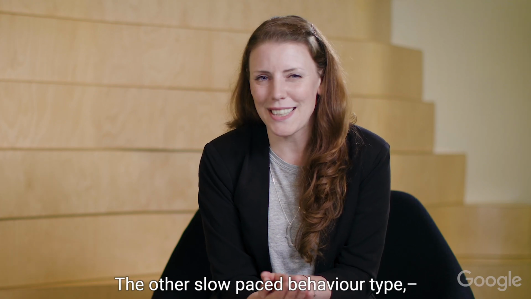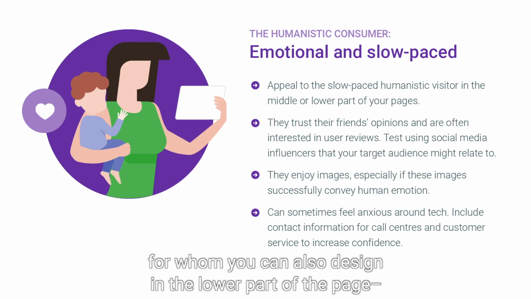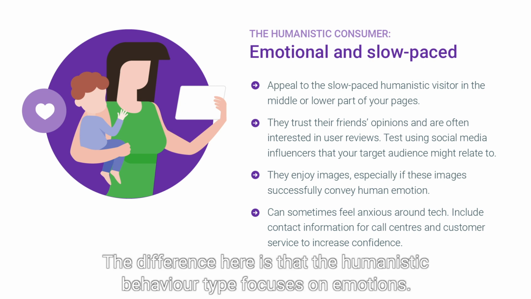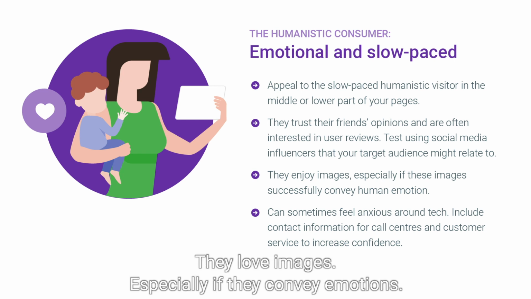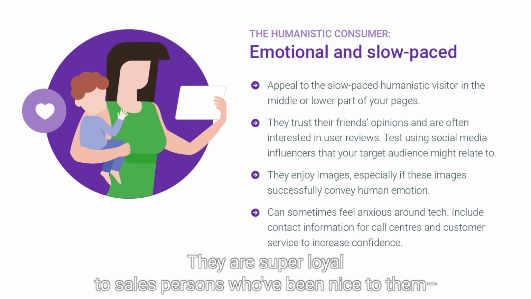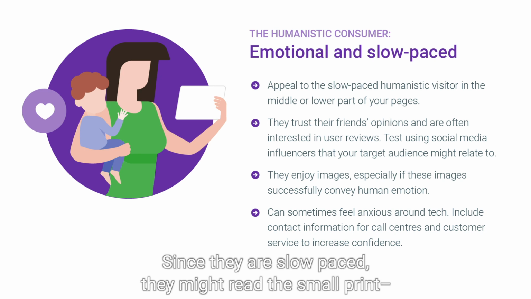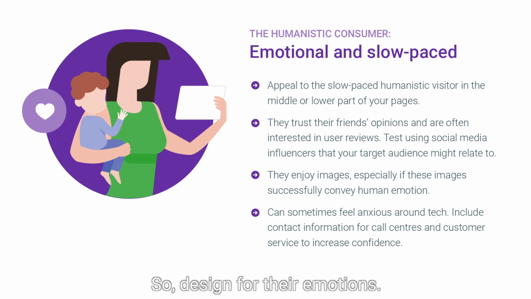The other behavior type that's also slow-paced is the humanistic people. That means that you can design for them in the lower part of the page as well, because they usually scroll. The difference here is that these people focus on emotions. They trust the opinions of friends and usually reviews by other people. They love images, especially if they convey emotions. And they are super loyal to salespeople who've been nice to them because they remember that. Since they are slow-paced, they might read the small text. And they have quite a high anxiety level when it comes to tech. So design for their emotions.